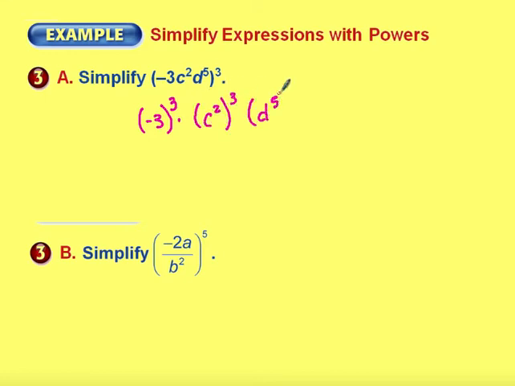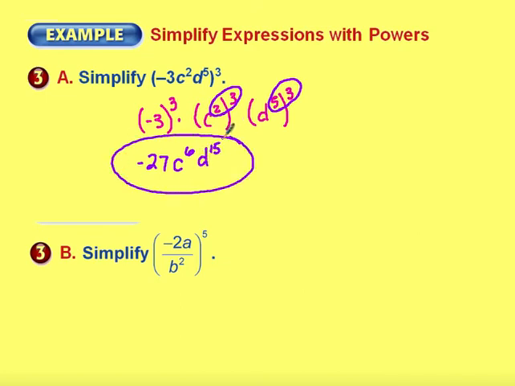So you can see I keep the exponents on. Then I'm going to go ahead and raise this. So this first number becomes negative 3 times negative 3 times negative 3, or negative 27. Now I raise my power to a power. That's going to give me c to the 6th power, and power to a power gives me d to the 15th. So this gives me negative 27c to the 6th, d to the 15th.